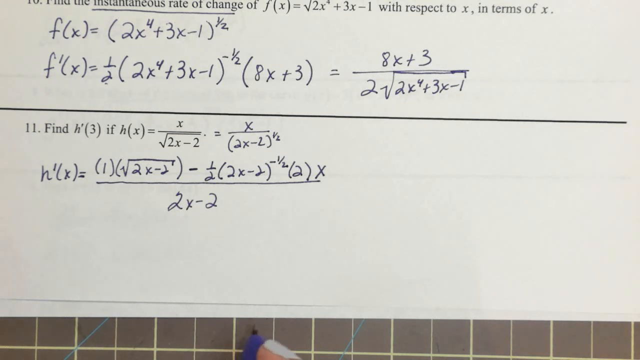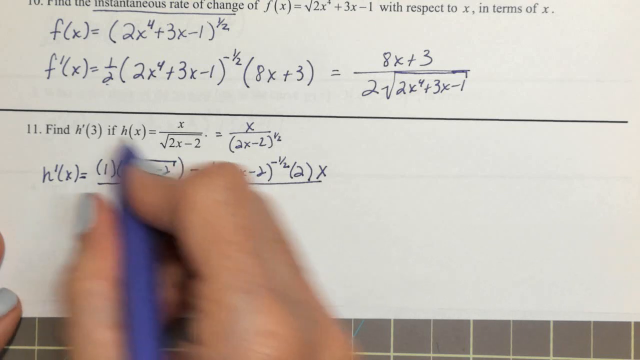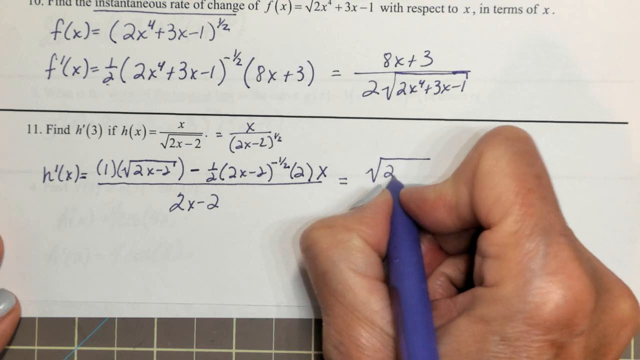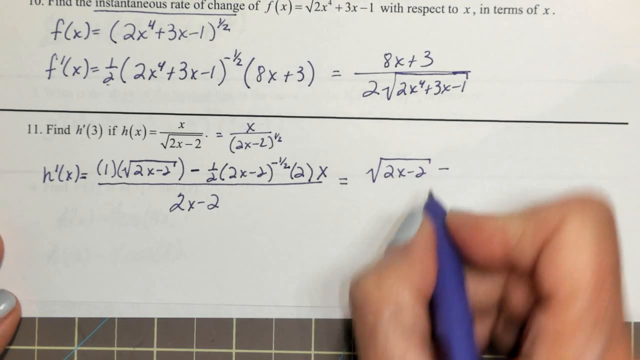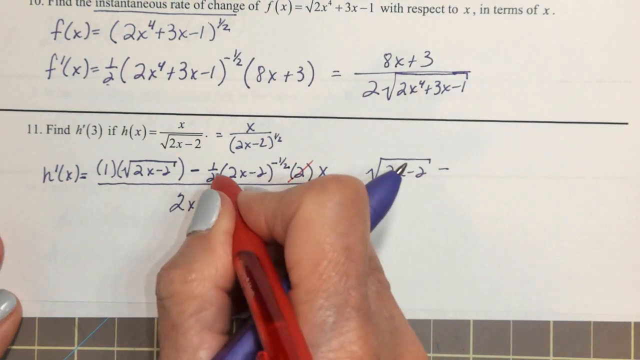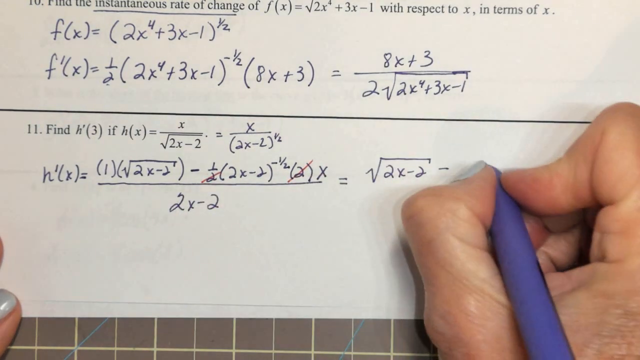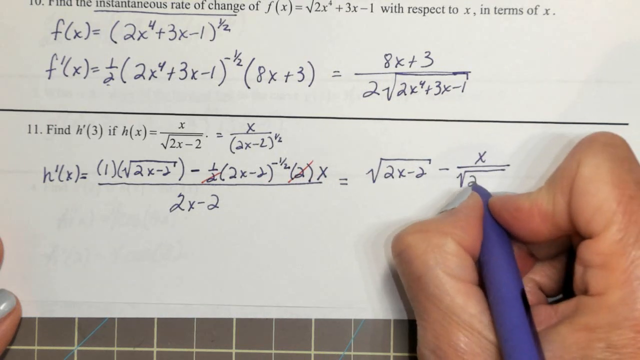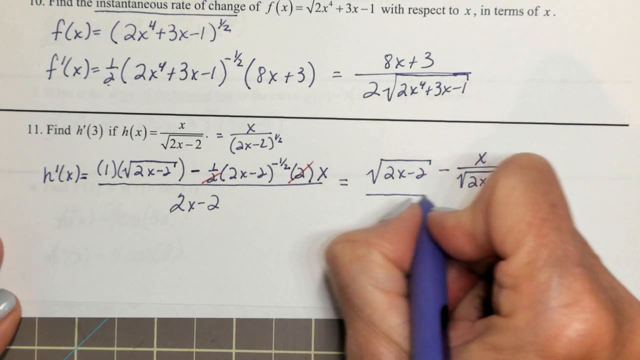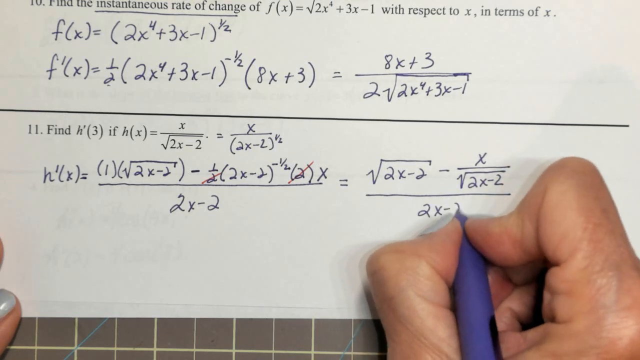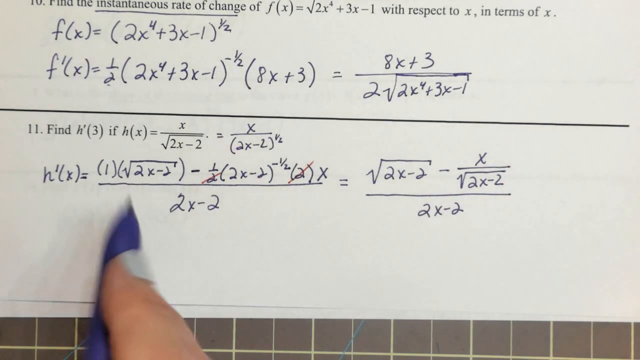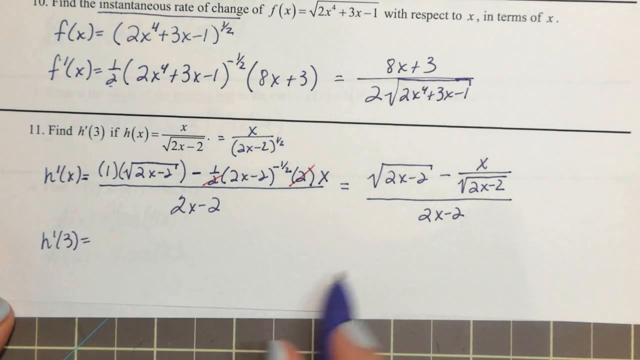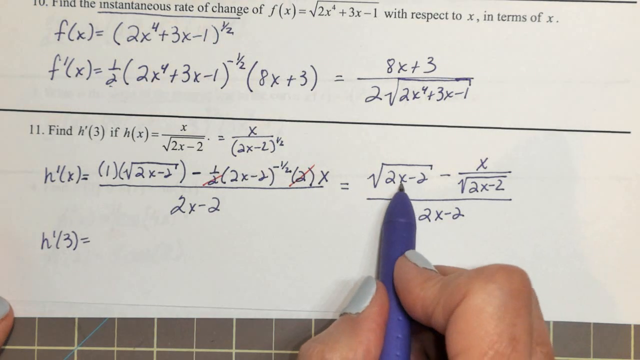Okay, I'm going to clean this up slightly before I plug in my 3. I have the square root of 2x minus 2 minus this 2 cancels with this 2, and I have an x over the square root of 2x minus 2, all divided by 2x minus 2. Okay, I think that's a good place to go and plug in this 3. So now I'm going to plug in 3 for x.